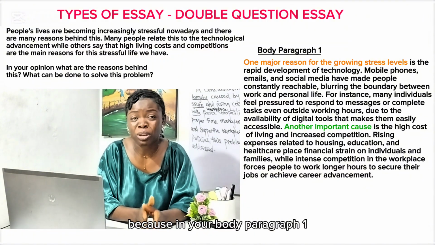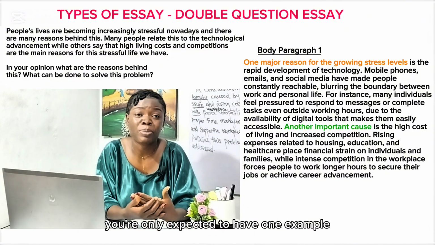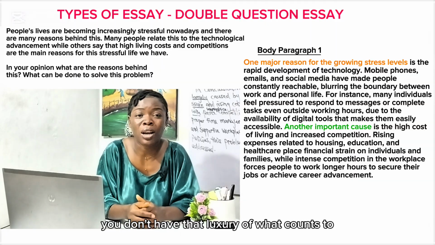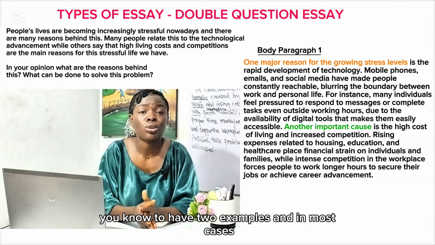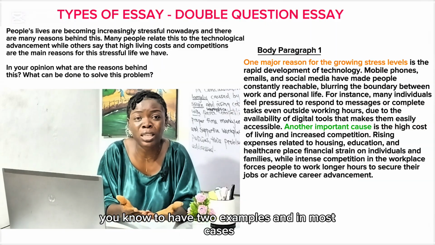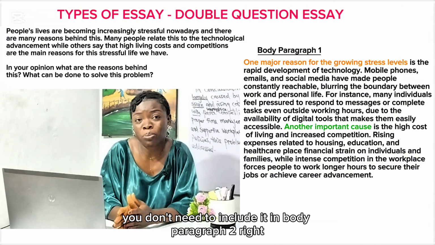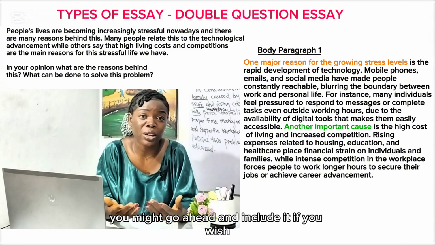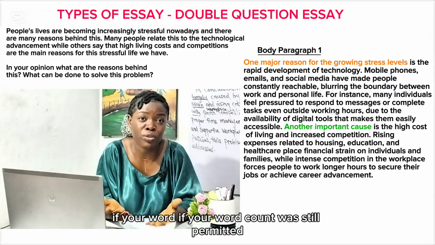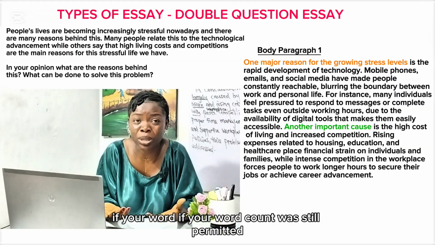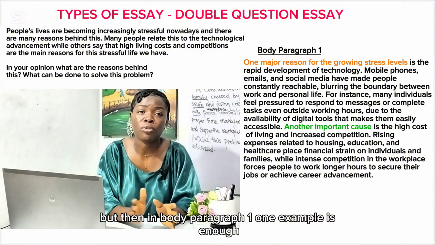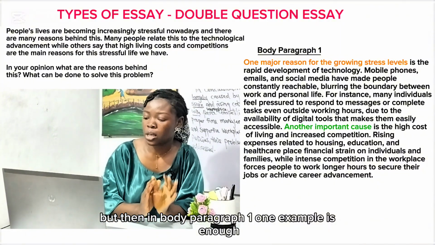example, right? Because in your body paragraph 1, you're only expected to have one example. You don't have that luxury to add 2 examples. And in most cases, once you have an example in body paragraph 1, you don't need to include it in body paragraph 2, right? Except, fine, you might go ahead and include it if your word count will still permit it. But in body paragraph 1, one example is enough.